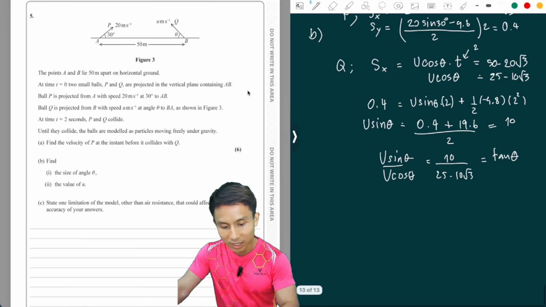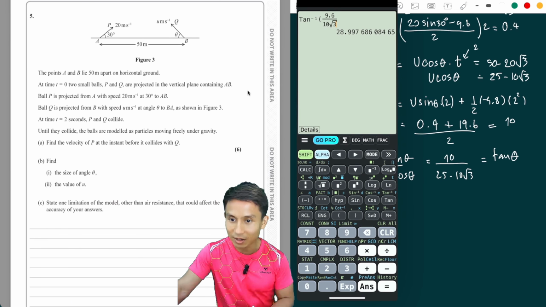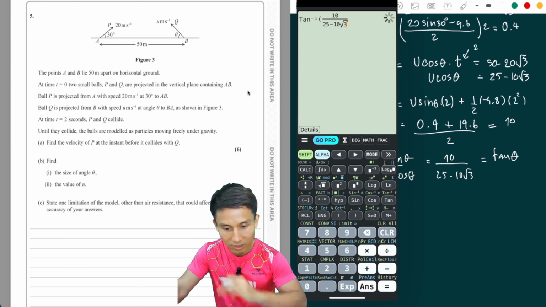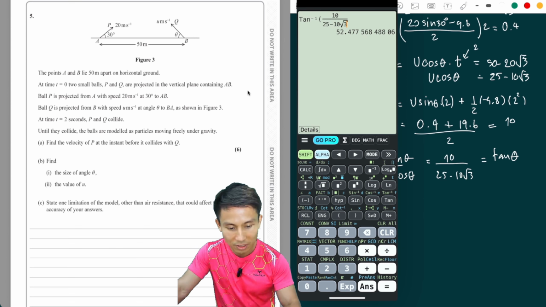So that means we can do arctan to solve for the angle theta first. Arctan, just keep that, 10 over 25 minus 10 root 3. Yeah, so that's going to be theta equals 52.5 degrees.